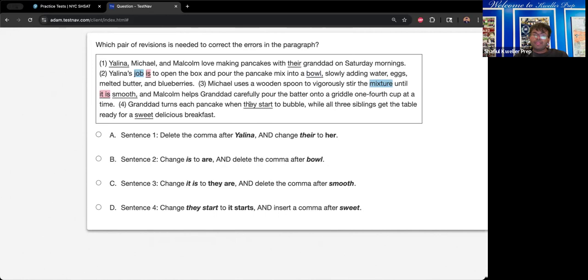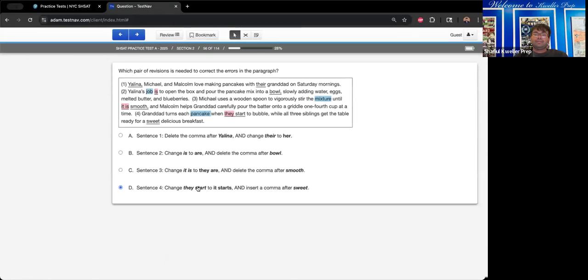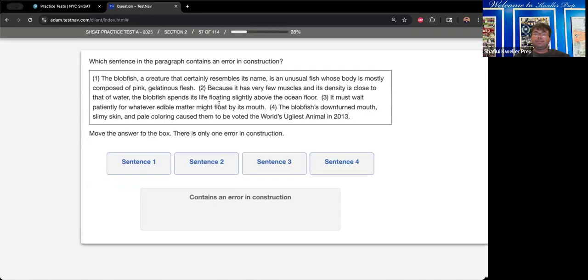Granddad turned each pancake one day. This is a problem. It's just pancake and day. Pancake is singular. It should be it starts to bubble. Oh yeah, right there. And then this is just multiple choice. If you see this, it's pretty obvious. There's only one error in construction here.